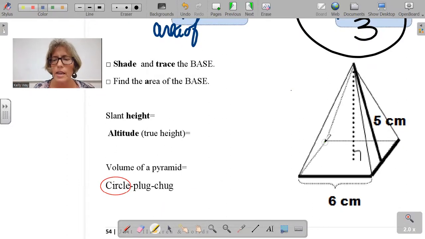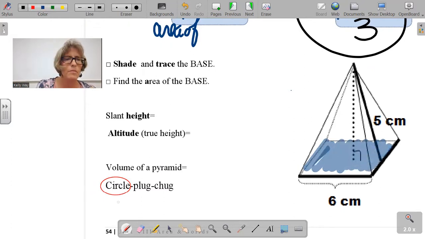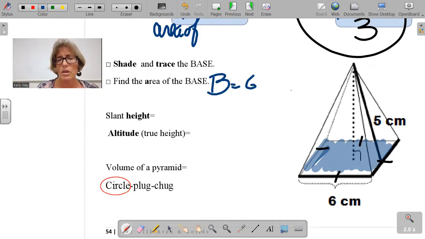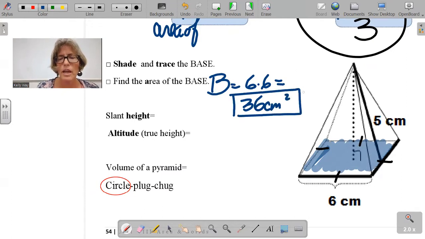We're going to shade and trace the base here. Forgot to put the hatch marks. This is a square-based pyramid. We're going to find the area of said base. That's going to be 6 times 6. 36 cm squared is our base. We box that. We put our B here.